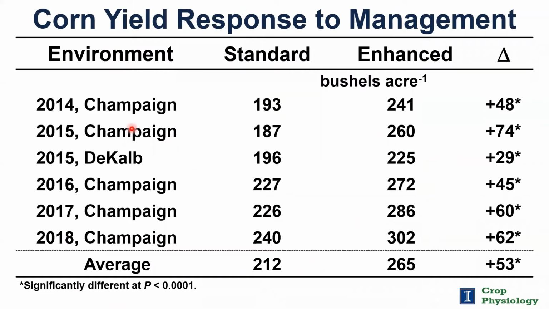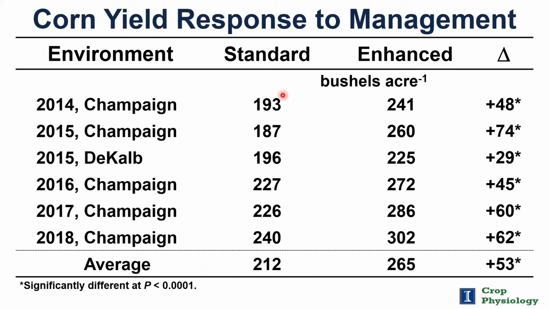This is from 6 environments. In each one of these environments that we did this study, we had anywhere from 2 to 3 trials looking at standard versus enhanced practice. And so this is a total of 13 trials averaged together. And every time when we average together that enhanced system, those 5 factors was worth 53 bushels over the standard system.